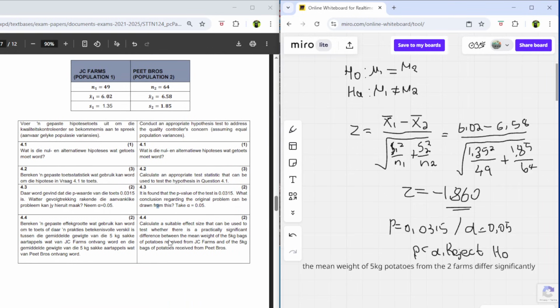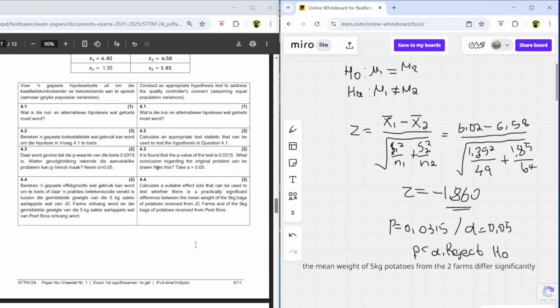Question 4.4: calculate a suitable effect size that can be used to test whether there's a practically significant difference between the mean weight of the 5 kg potatoes. Before I answer this question, there is some confusion for other students. They confuse statistical significance, which we did in study unit 1 of this question paper, with practical significance.